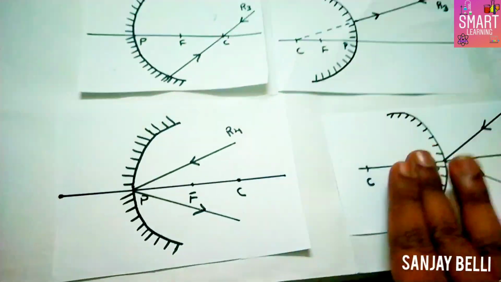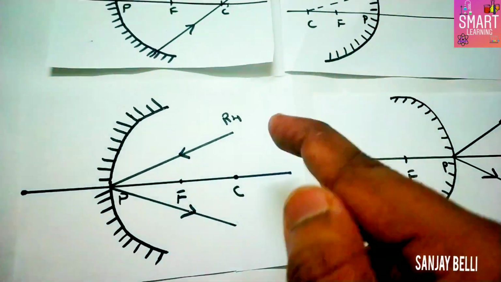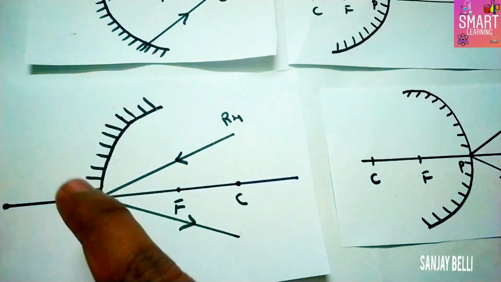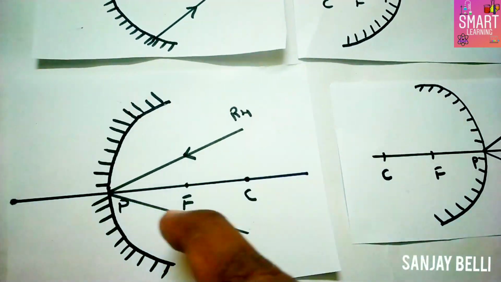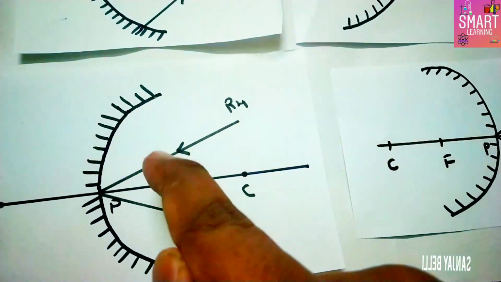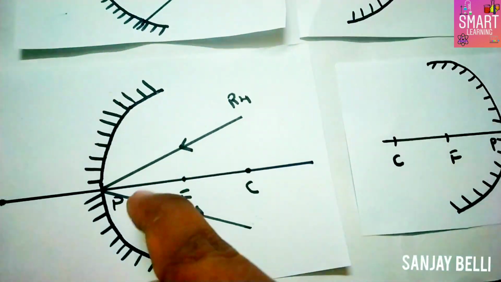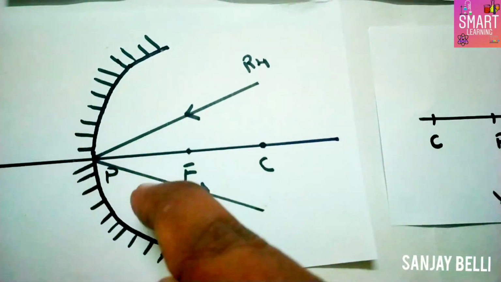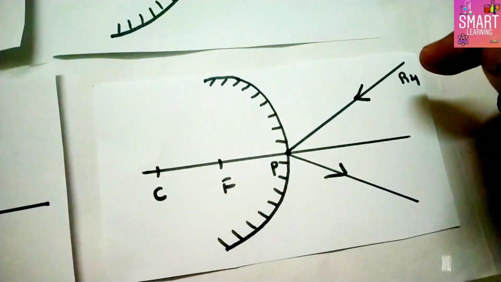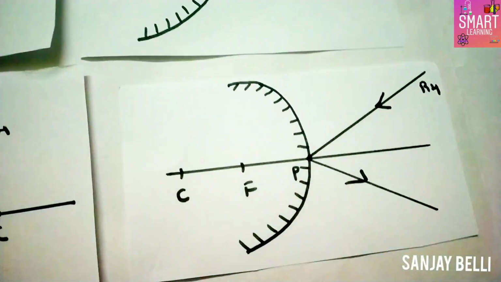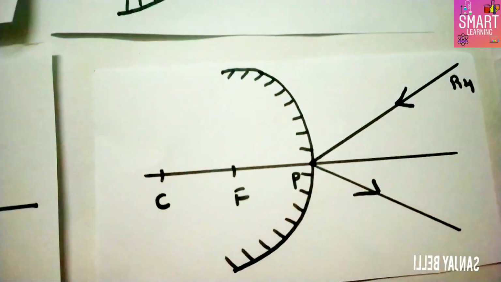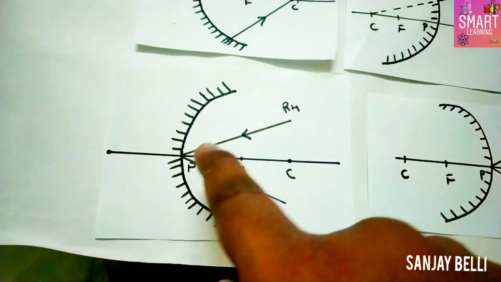Now you can observe your last rule, that is your fourth rule. If a light ray comes at a certain angle and falls on the pole of a concave mirror, it reflects with the same angle. Now this principal axis represents your normal line. This is your angle of incidence and this will be your angle of reflection. Both angles are the same according to the law of reflection. Here you can observe it for the convex mirror. The light ray comes at a certain angle and falls on the pole of the convex mirror, and again it will be reflected back. So this is your fourth rule.